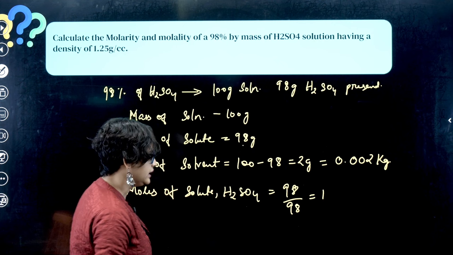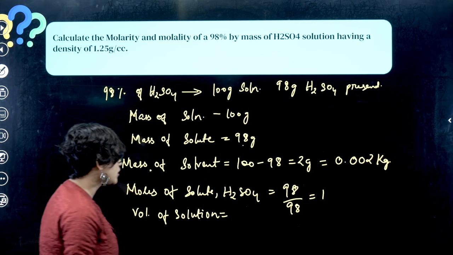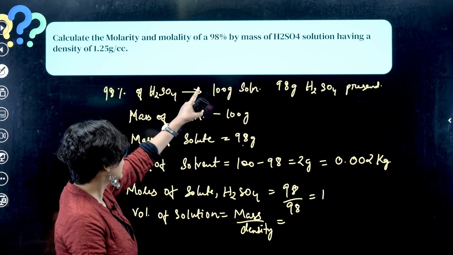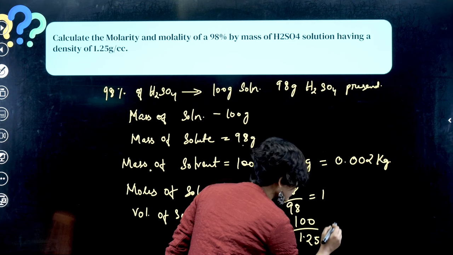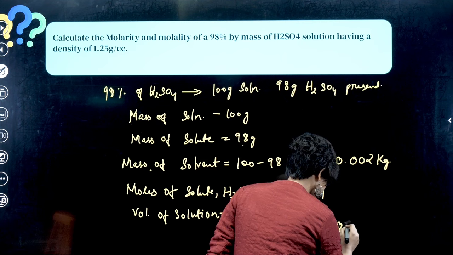Then let's calculate the volume of solution. Volume of solution will be mass by density. What is the mass? 100 gram. What is the density? 1.25. So 100 by 1.25 will be equal to how much? Let's calculate this. I need a calculator, I really do not know how to calculate it faster. 80 milliliter, which means it is 0.08 liter.